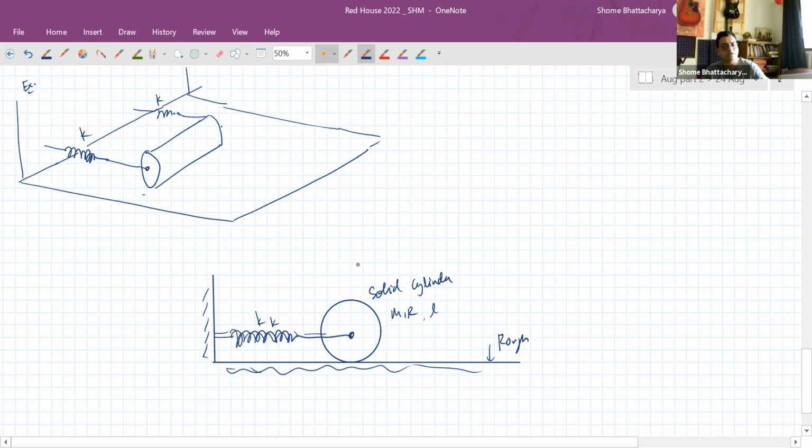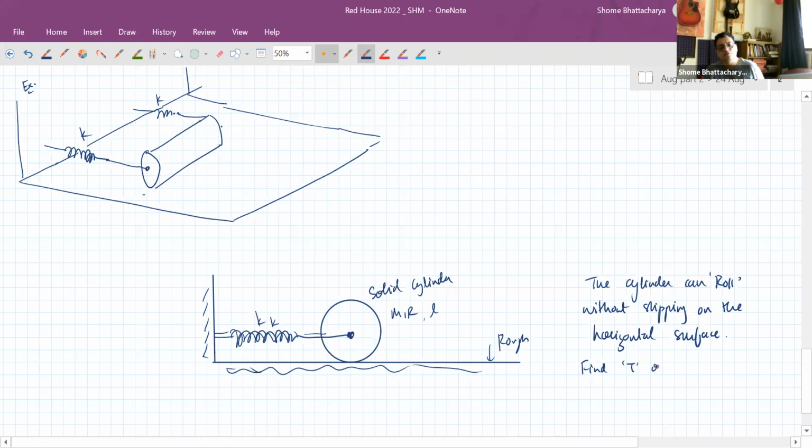Yeah. So the cylinder can roll without slipping on the surface. It's free to rotate about this axle, at which the springs are attached. Find the time period of its SHM.